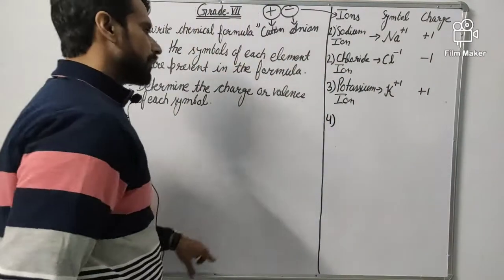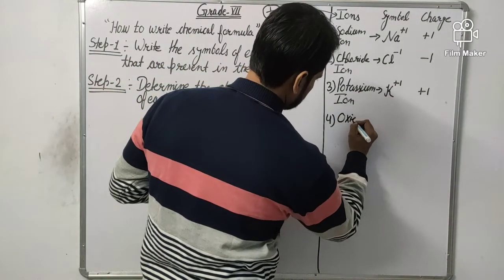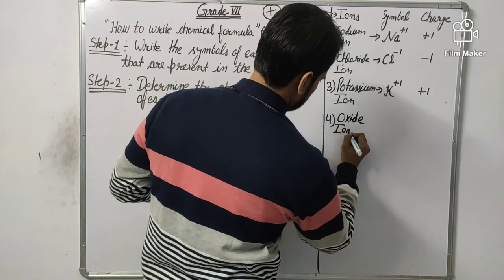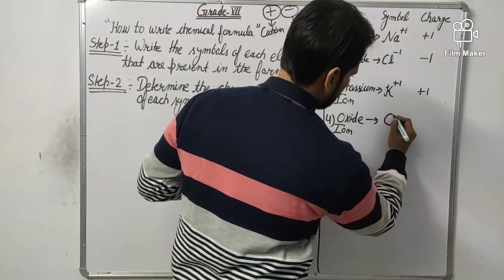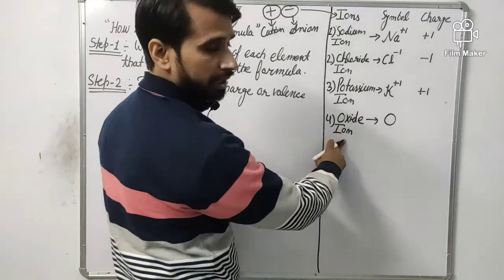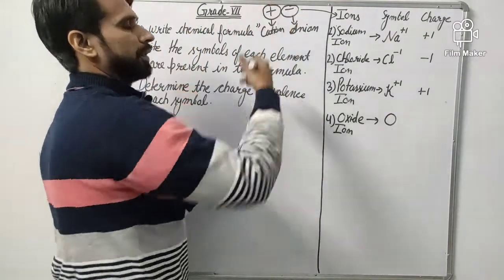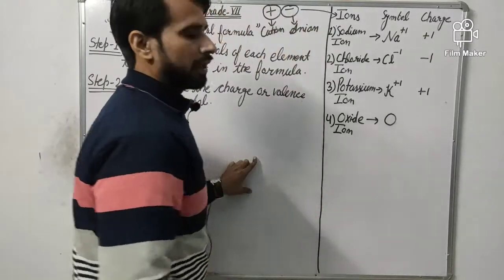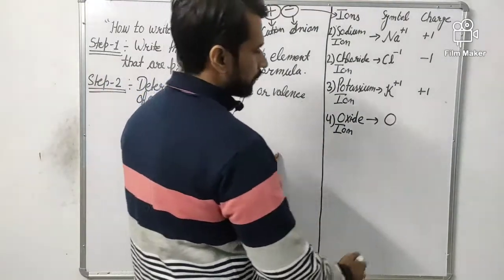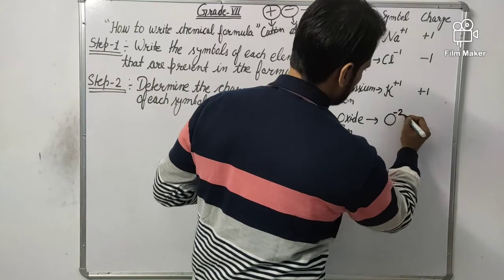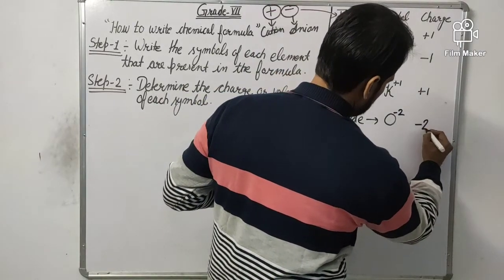Next, oxide ion. As you know, oxide means oxygen. The symbol of oxygen element is O. Because it is an ion, I must write some charge, maybe positive, maybe negative. Oxygen occurs in negative charge, means it occurs in anionic form when we talk about ion. So generally it carries -2 charge. How much anion? 2 anion. So the charge on oxygen is -2.